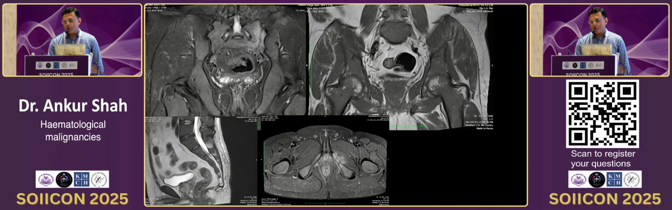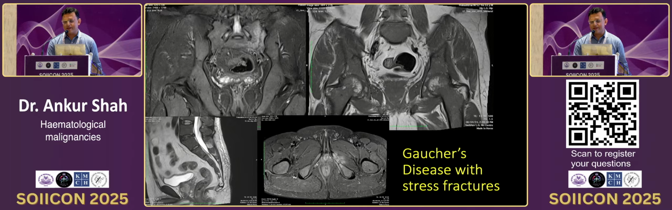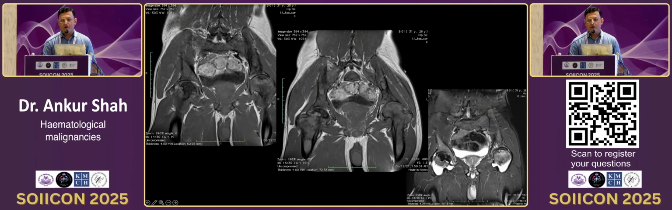Other than marrow infiltrative disorders, there may be marrow deposition disorders like Gaucher's disease. Again, they present with diffuse marrow involvement, and as you can see, they make the bone brittle, and you can see the stress fracture in the left sacral ala. There is a stress fracture in the left inferior pubic ramus, and this is a characteristic appearance of stress fractures which commonly present with such kinds of diseases.